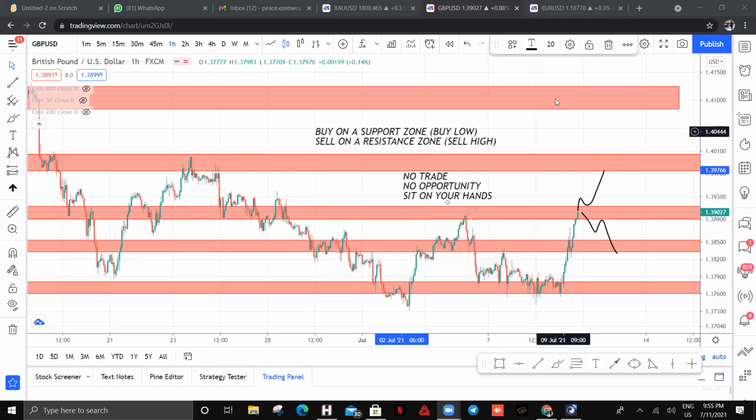Okay, good. Now the next is Euro GBP. So there's no trade here. You have to wait for the analysis before you can take this trade. So for me, I'm not taking anything. I will sit on my hands and wait.